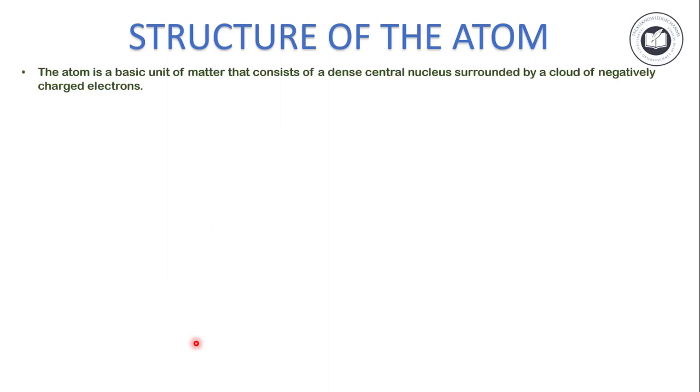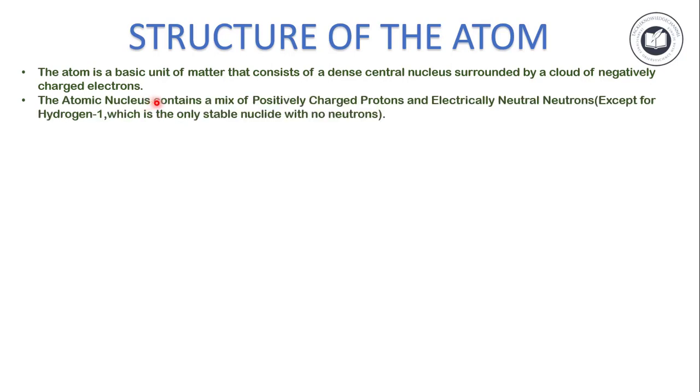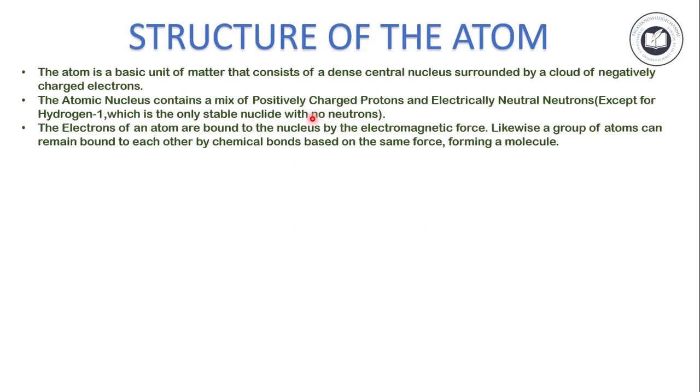The atom is a basic unit of matter that consists of a dense central nucleus surrounded by a cloud of negatively charged electrons. The atomic nucleus contains a mix of positively charged protons and electrically neutral neutrons, except for hydrogen-1, which is the only stable nuclide with no neutrons. The electrons of an atom are bound to the nucleus by the electromagnetic force. Likewise, a group of atoms can remain bound to each other by chemical bonds based on the same force, forming a molecule.